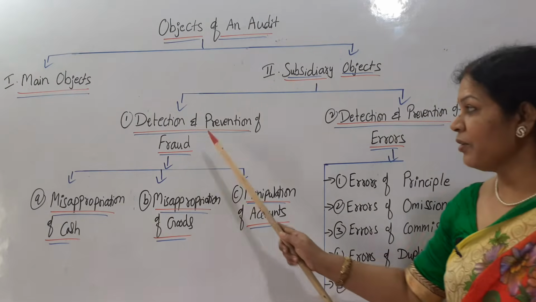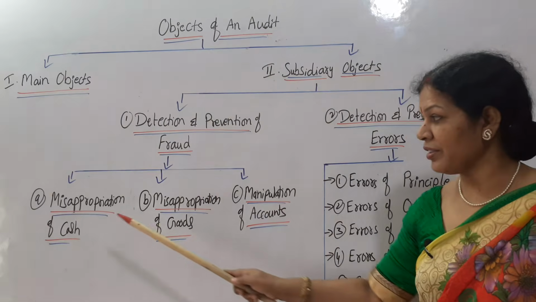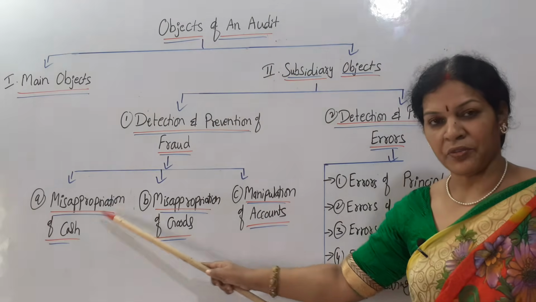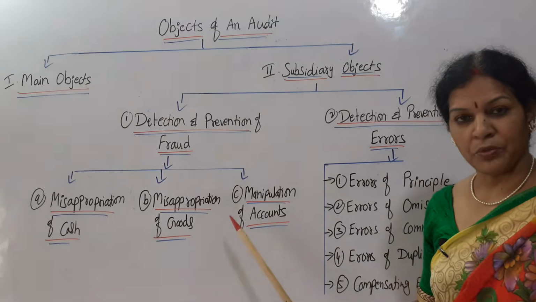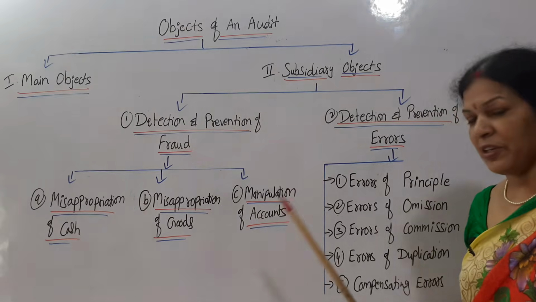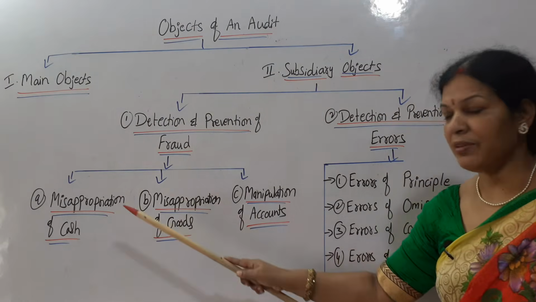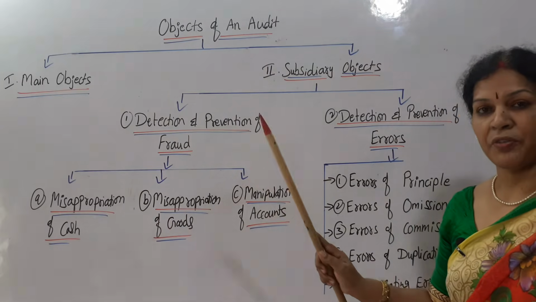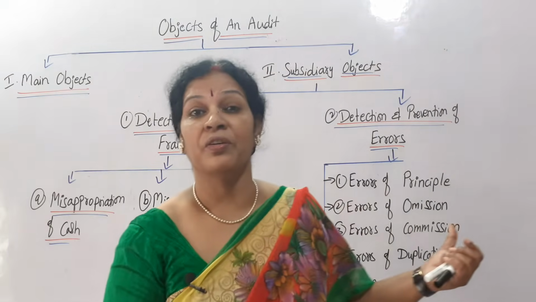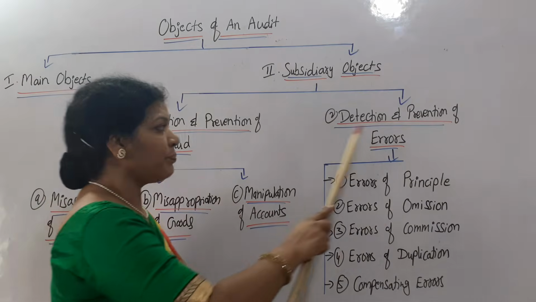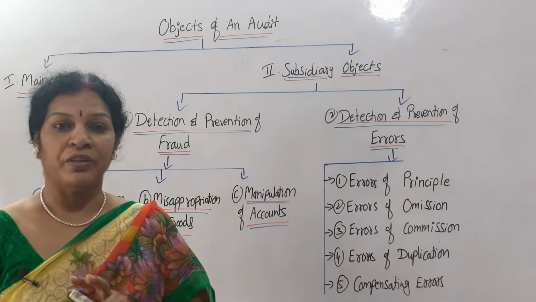Are you getting it? Fraud, detection and prevention of fraud, 3 types. Misappropriation of cash, misappropriation of goods and manipulation of accounts. Am I clear? Then if you are clear with this detection and prevention of fraud, we'll go for detection and prevention of errors. Okay? Detection and prevention of errors.